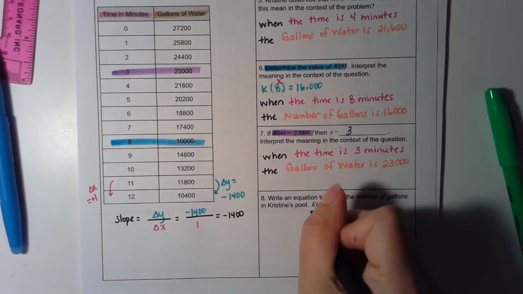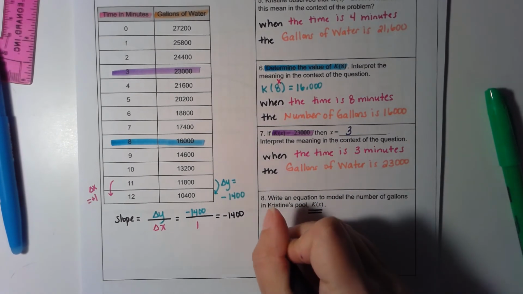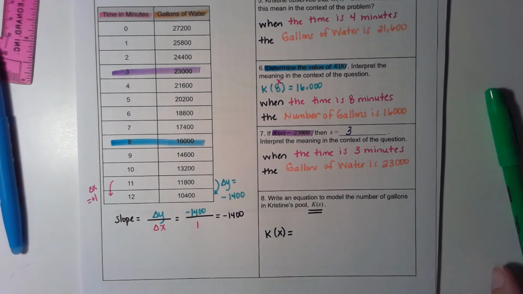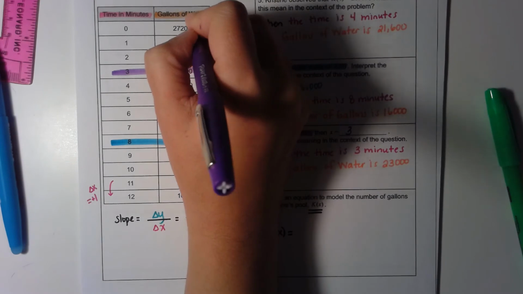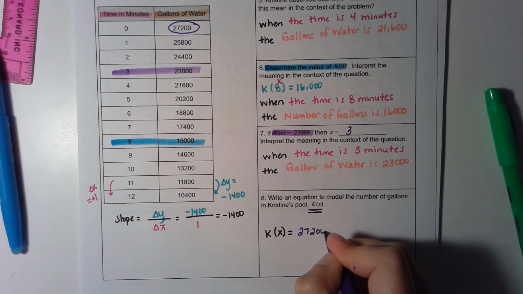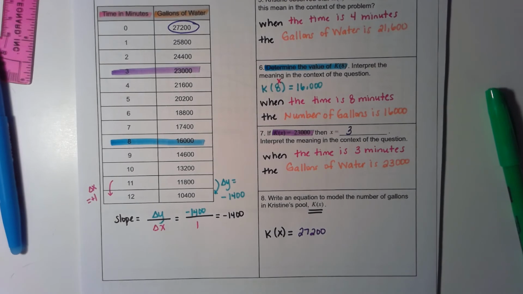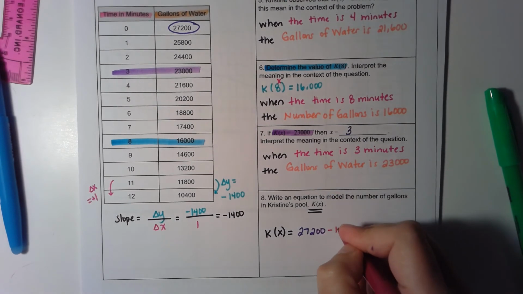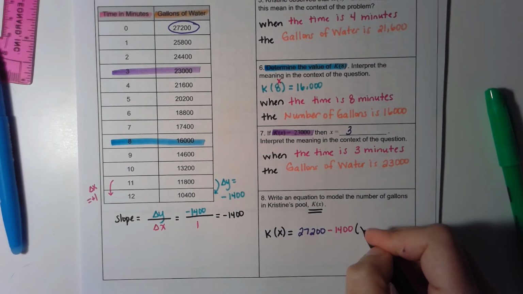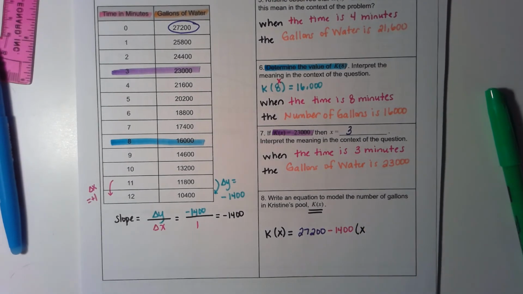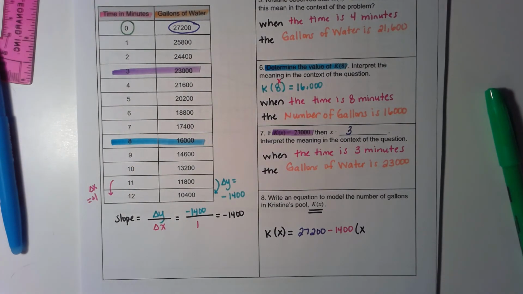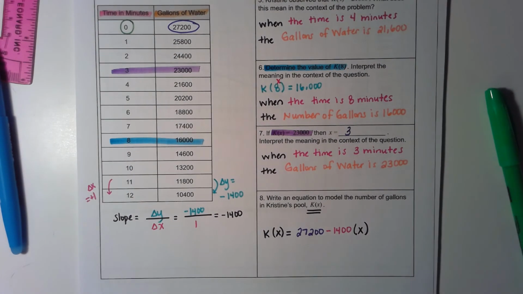Now we can go ahead and write our equation, which we're supposed to call k of x. So k of x equals our starting value, which is 27,200, minus our slope, so minus 1,400, parentheses x, and then our starting input value here is 0, so we don't need to adjust to get back to 0. We can just put x here.